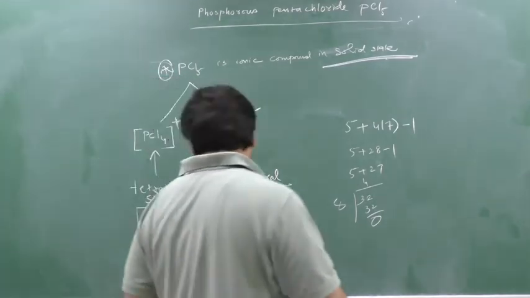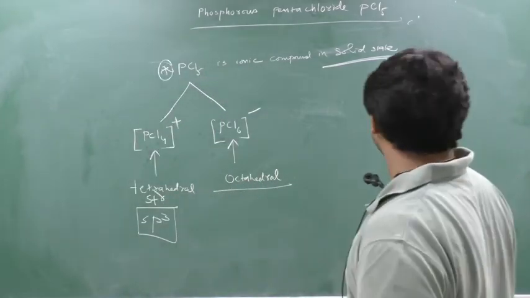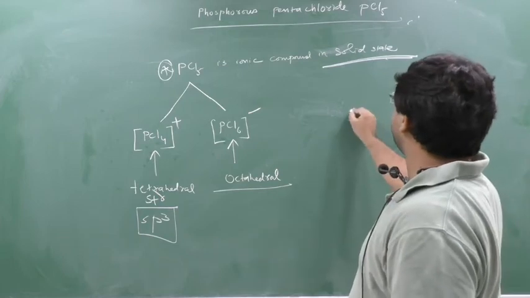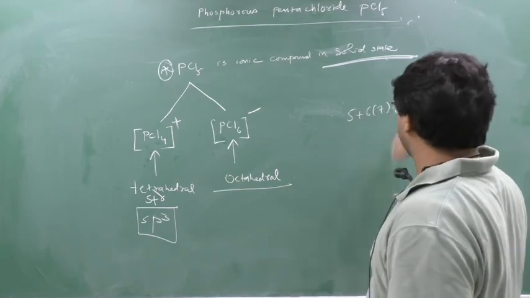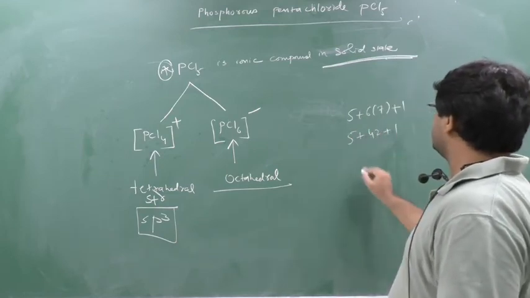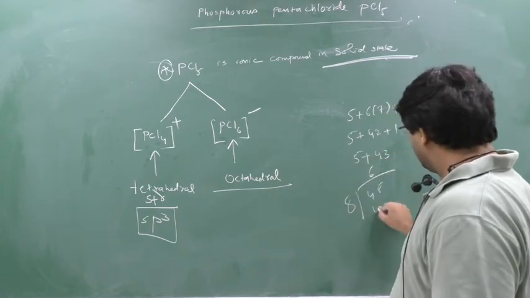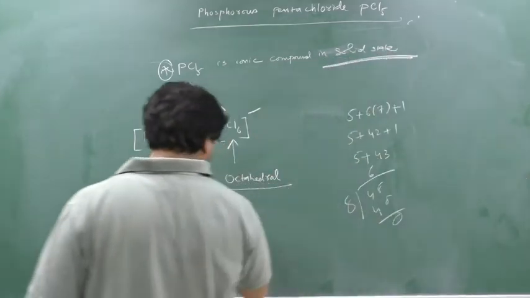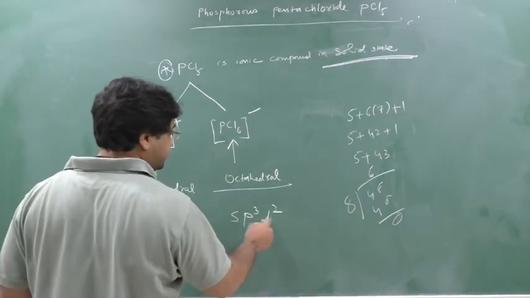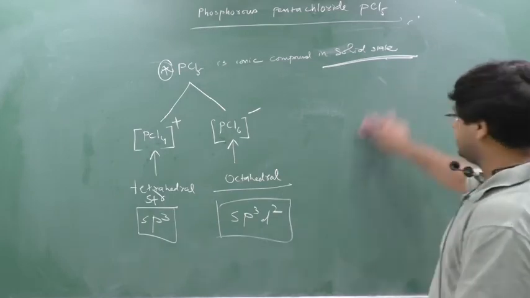sp3 hybridization. Which hybridization here? sp3 hybridization. Now if you see the octahedral, PCl6 minus: P means 5 and 6 into 7, plus 1, because minus 1 means 1 electron has been gained. So 5 and 6 sevens are 42, plus 1, so 5 plus 43, so you get 48. So 8 sixes are 48, so 0. So here you will get how much? sp3d2 hybridization: 3 plus 2 plus 1. So remember, the octahedral is having sp3d2 hybridization and this is having sp3 hybridization. This we have calculated correctly, no?